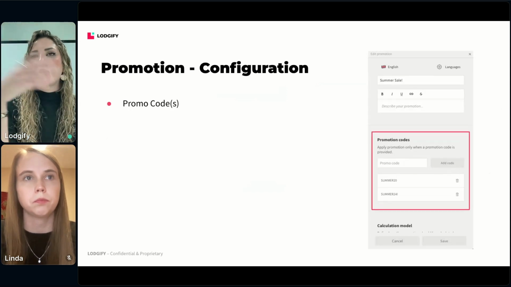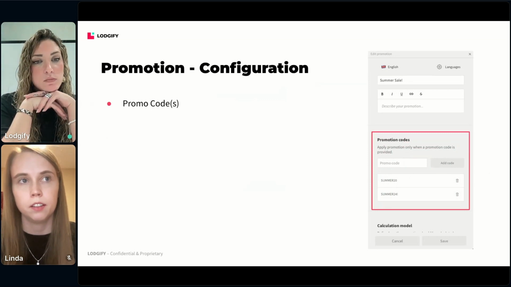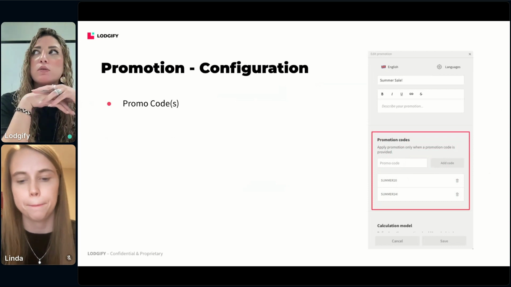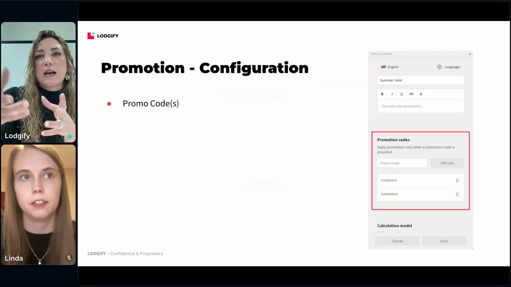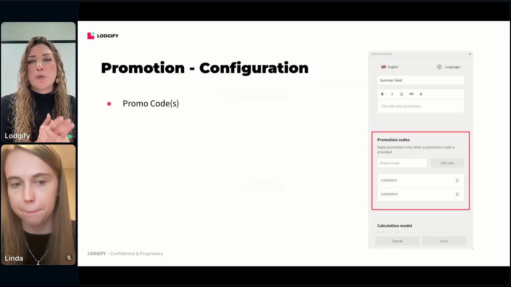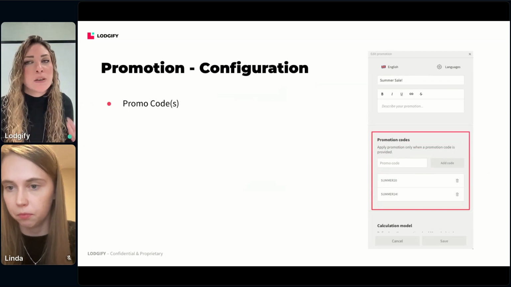First, we give the promotion a name. Then a promotion can have a lot of different requirements, right? So for the booking to be eligible for the discount, it has to meet these requirements. First requirement is the promotion code. Again, you don't have to use it. It's not mandatory, but you can.